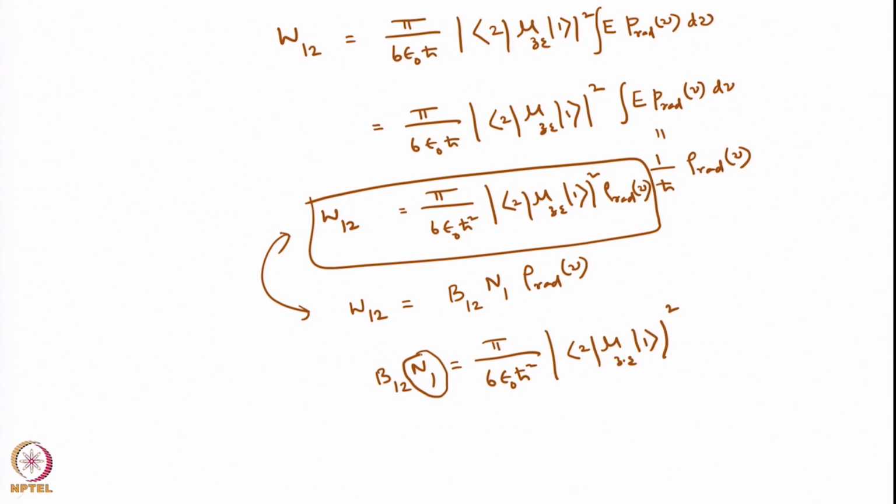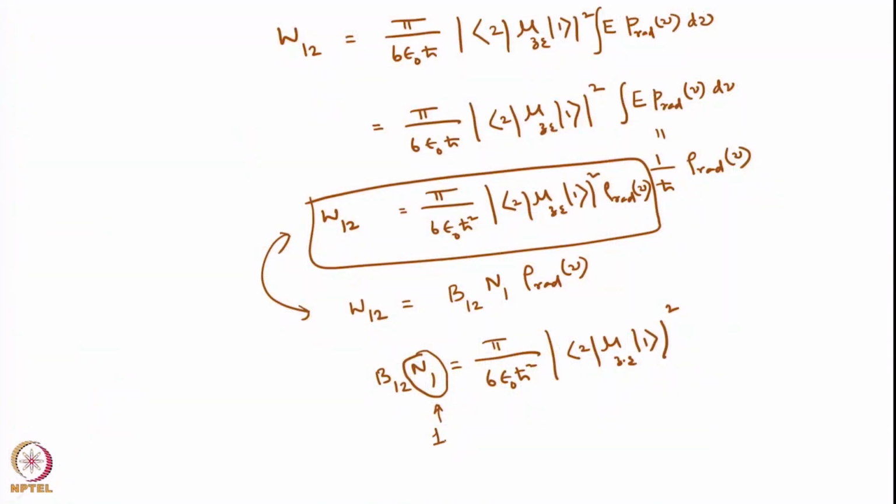N1 we said is the population of the state, but when you derive quantum mechanics rules, we derive them for one single molecule or one single quantum object. So, your N1 must actually be 1, because all this derivation from the initial state to the final state is based on one quantum object. Therefore, N1 must be replaced by 1. So, your B12 is equal to pi by 6 epsilon naught h bar square, mu z epsilon 1 whole square.